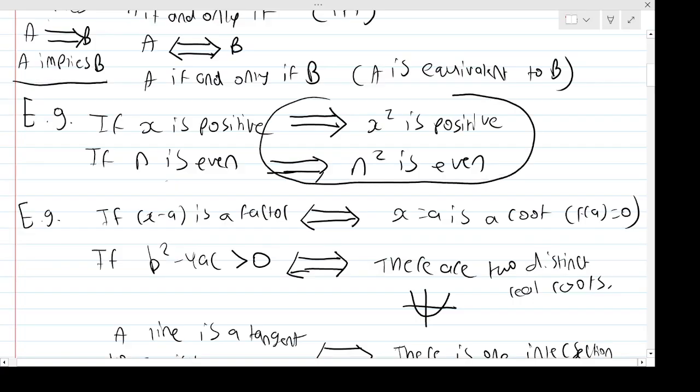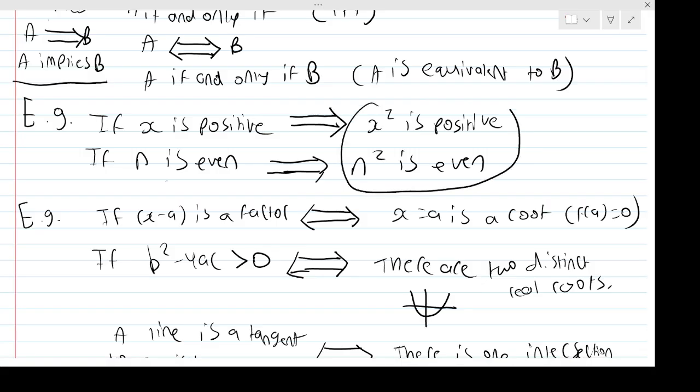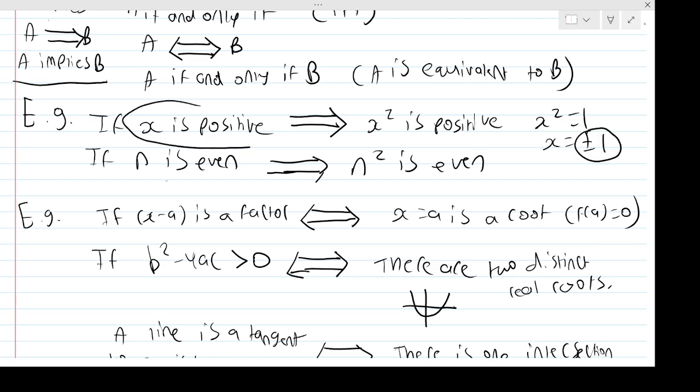Well, this is only one way because we cannot go the other way. If we worked on the right side, if x squared is positive, that does not automatically mean that x is positive. Why? Because if x squared is, say, 1, we know that's positive, but then x would be plus or minus 1. Remember, we do the plus or minus to solve it, right? So actually it could be -1. So x would not automatically be positive if x squared is positive. So it only goes one way, okay? You cannot go the other way in that case.